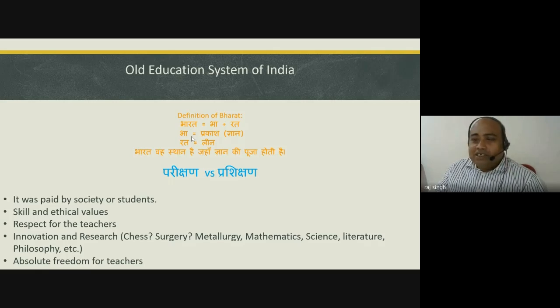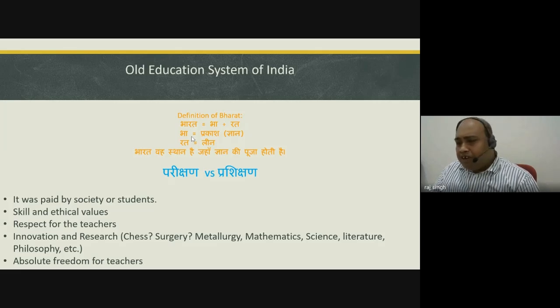Innovation and research were a very important part of the Indian education system. Surgery, the rhinoplasty, is the key of modern surgery. Metallurgy, law, Islam, and many others, mathematics, astronomy, science, literature, philosophy, spirituality, everything got away from India to the world. And that was the kind of our education system at that time.